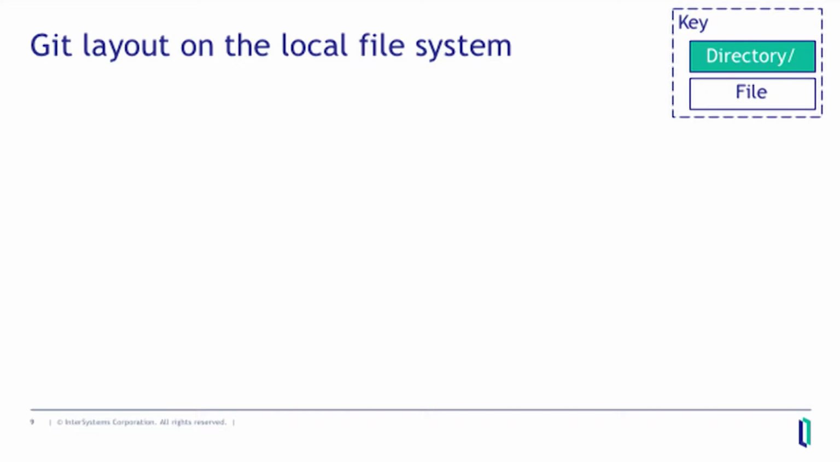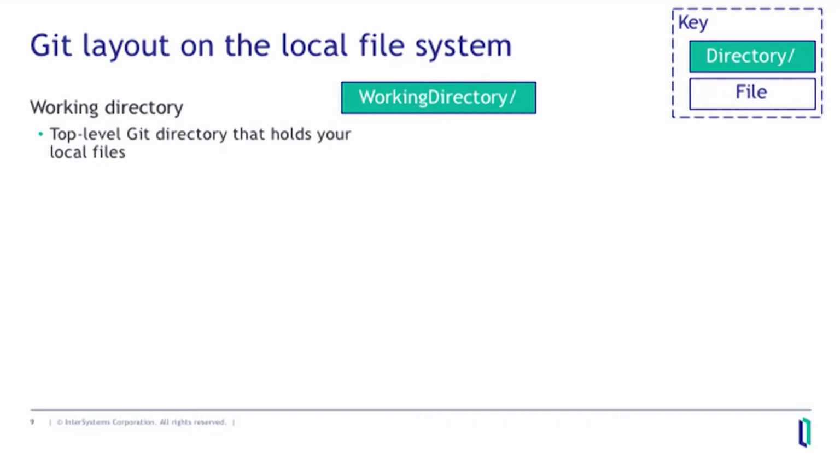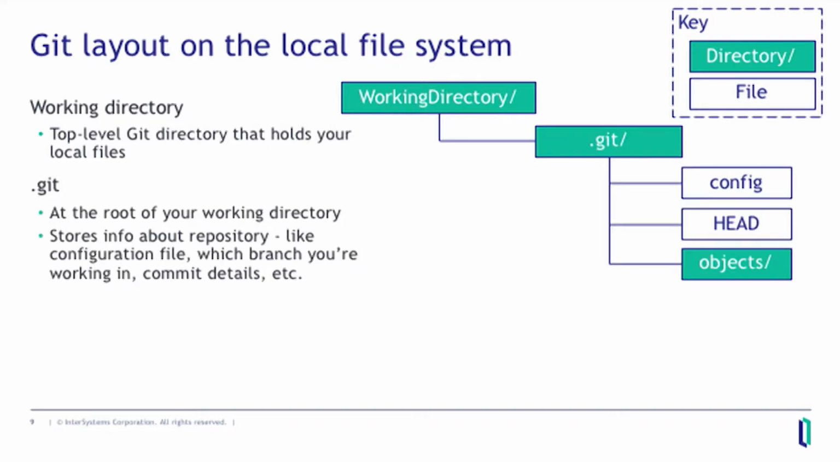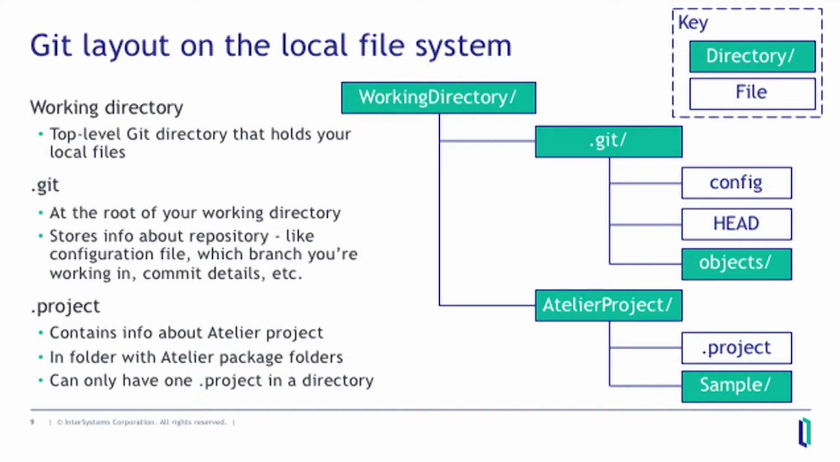So how does that actually fall into how a Git local repository is stored? With Git, your top-level directory is now called your working directory. Directly under that, you've got a Git folder, and this is what has all of your configuration information about that particular Git local repository. Also, at the root of your working directory is where you'll find the Atelier project folder, which has all the same things that we just looked at on the previous slide.